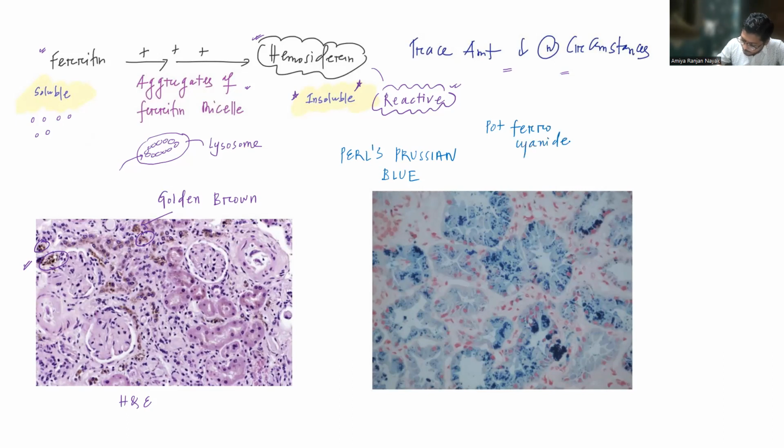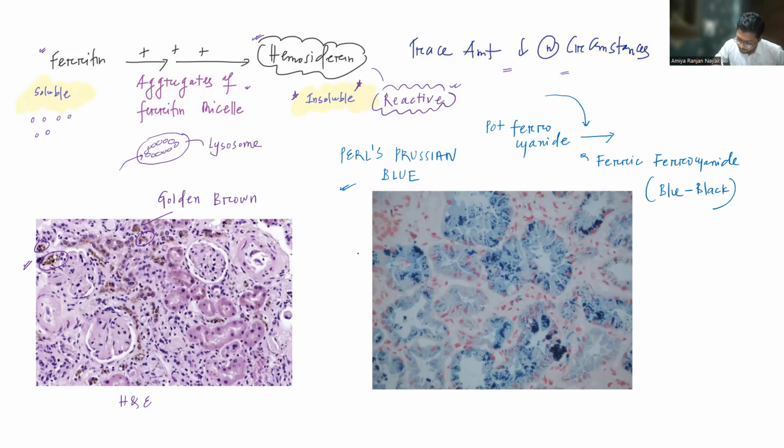ferrocyanide. And when the reactive iron molecule inside the hemosiderin acts upon this potassium ferrocyanide, it will be converted to ferric ferrocyanide. And this ferric ferrocyanide will give the blue-black color, which you can identify in the Pearl's Prussian blue stain, and this is the principle. Once the reactive iron reacts with potassium ferrocyanide, they form ferric ferrocyanide, and that gives the blue-black color.